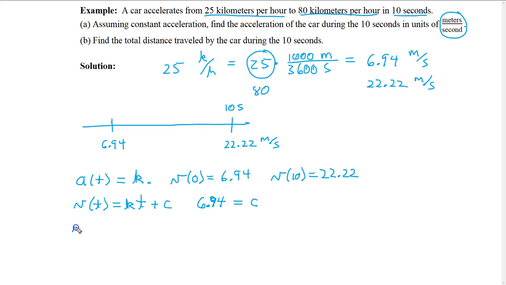Okay, so now we have that v of t equals kt plus 6.94. Now we still need to solve for the constant k. Well, we're also told that in 10 seconds the car is traveling 22.22 meters per second, so we put this in place of the v, and 10 in place of the t.